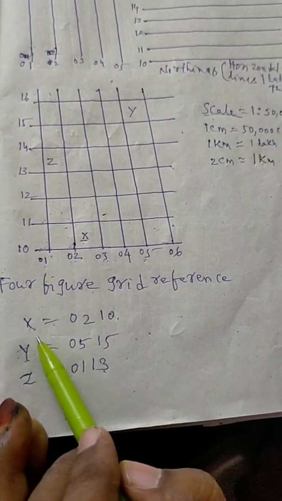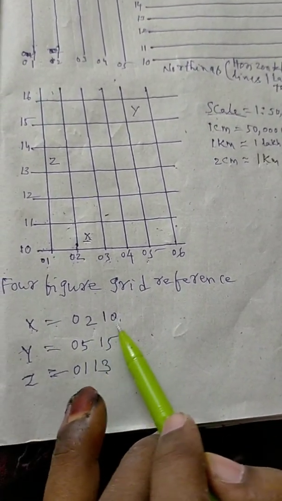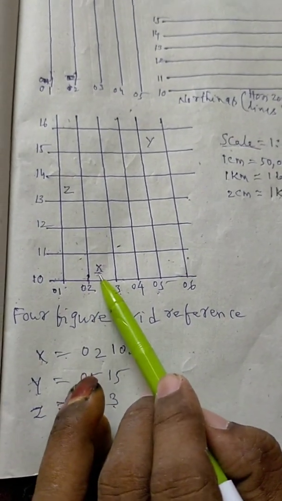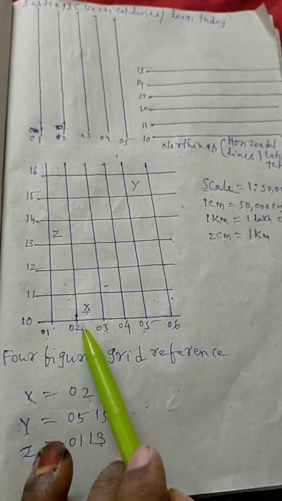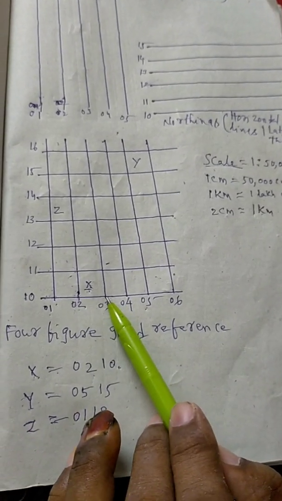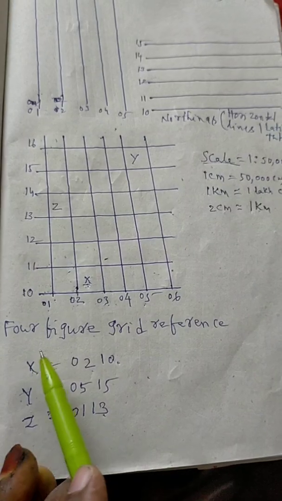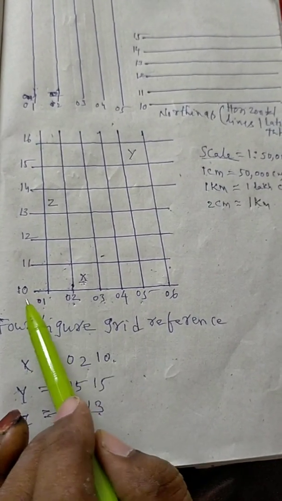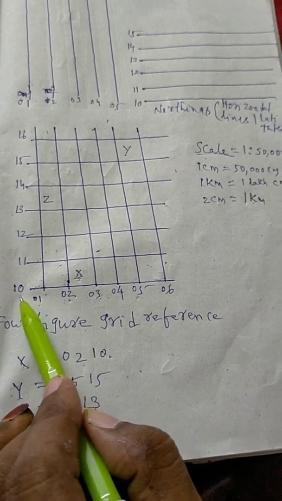What do you mean by x equal to 02 10? That means the x is located 1 square kilometer, the eastings of 02 and northings of 10.